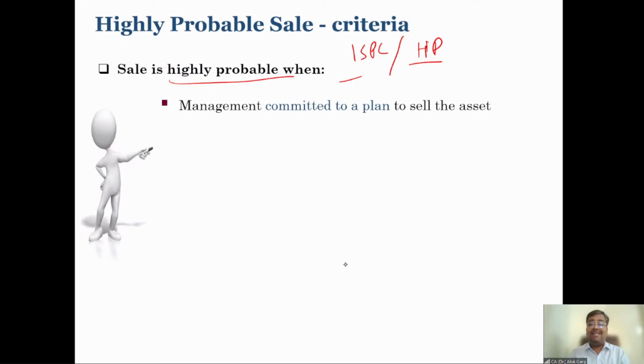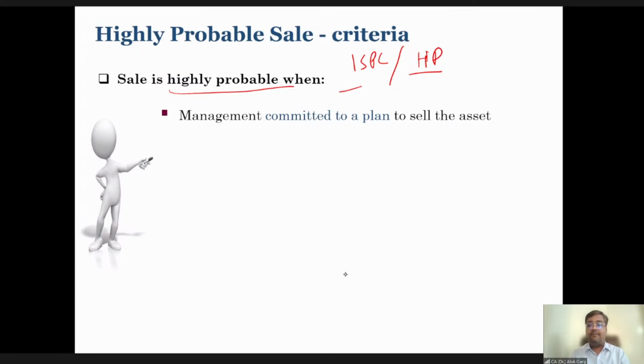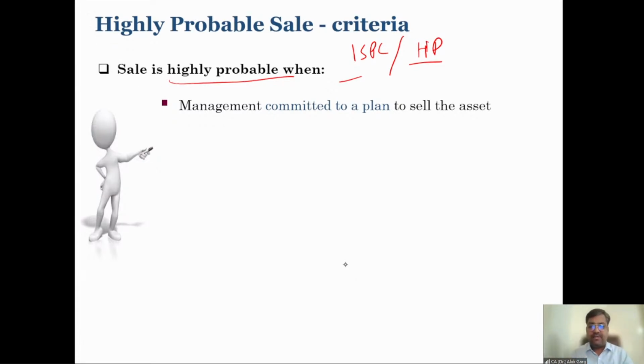Whenever management is selling a disposal group, or planning to sell a non-current asset, there must be a board resolution for that. They discuss it in the board meeting and also pass the resolution for selling the disposal group, the non-current asset, the discontinued operations. So management must be committed to a plan to sell the asset, and for this you can see the board resolution and board minutes.